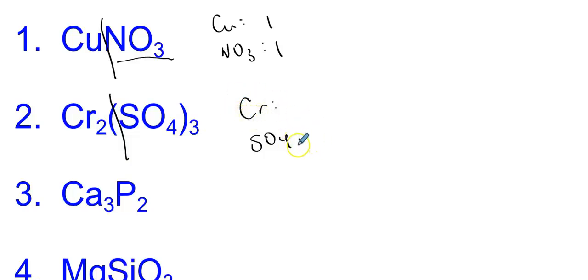We have a mono and a poly. This is mono, this is poly. This 2 tells me I have 2 Crs, and this 3 says I have 3 of this unit. Up here there was no parentheses. That's why there was only one NO3.